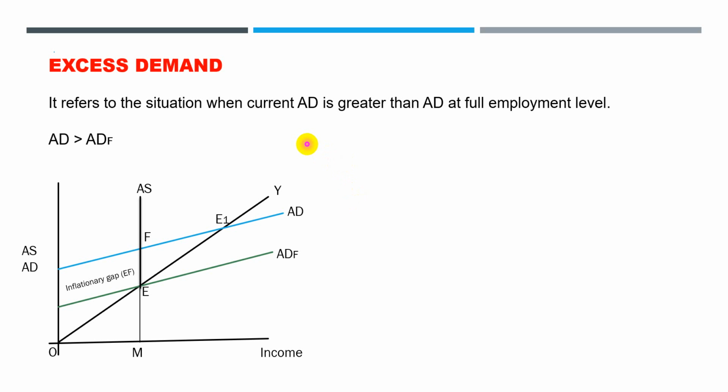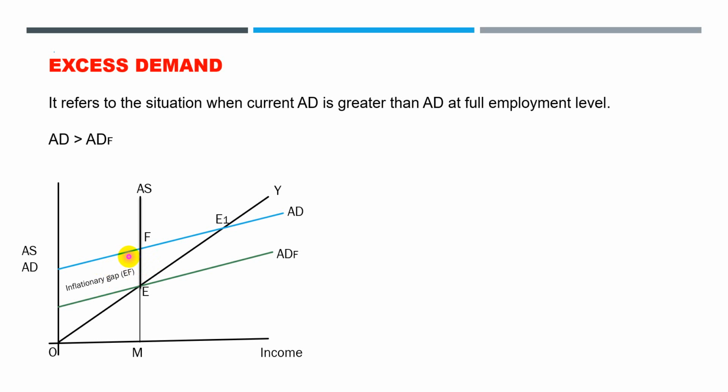When actual aggregate demand becomes higher than the amount of aggregate demand required for full employment, it is called excess demand situation. That is, current aggregate demand AD is greater than aggregate demand at the level of full employment, that is ADF. Excess demand occurs when the actual aggregate demand AD is greater than the aggregate demand required for full employment, that is ADF. The extent to which actual aggregate demand becomes higher than the aggregate demand required for full employment is referred to as inflationary gap.